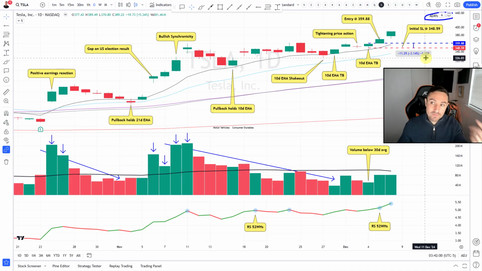So you want to think about the volatility of the stock, and I think the best way to do that is 20-day average daily range percentage. Works for my brain anyway, okay? So then that's the initial risk planned relative to the 20-day ADR percentage.